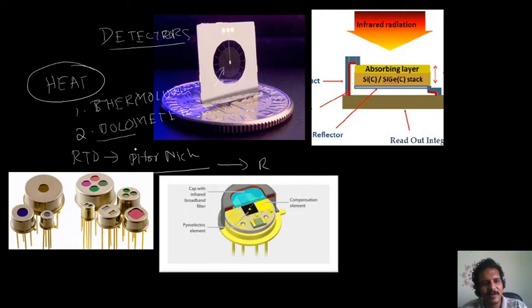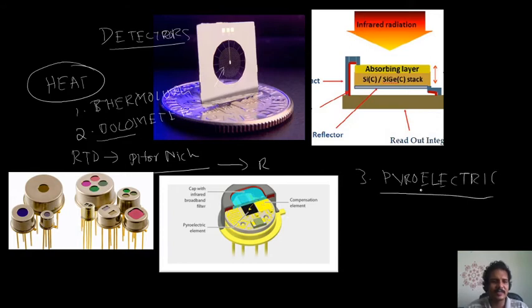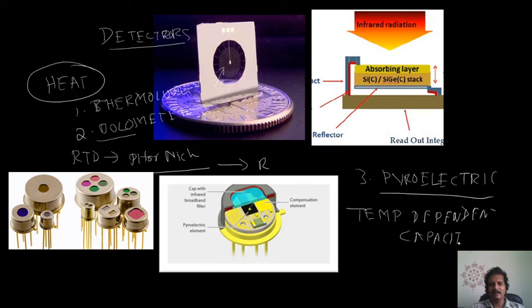The third kind of detector is what Balamurugan has put in the diagram. Many students have used it. Pyroelectric detectors. In simple terms, pyroelectric detectors are nothing but temperature dependent capacitors. Temperature dependent capacitor, that's called a pyro detector.